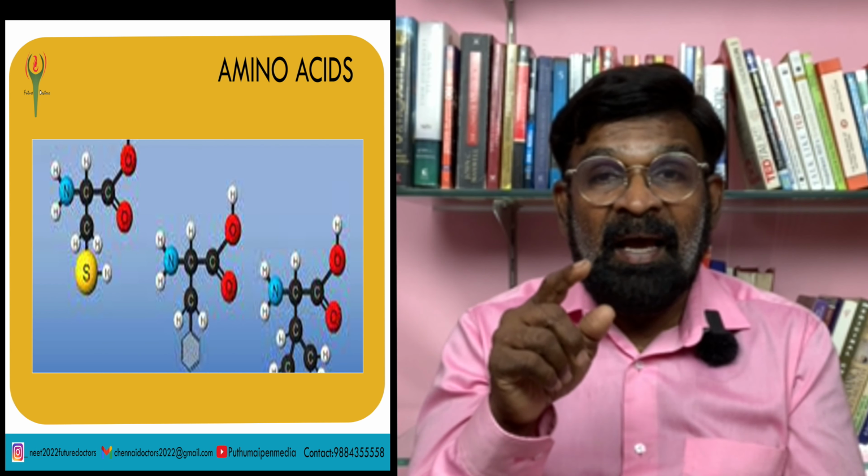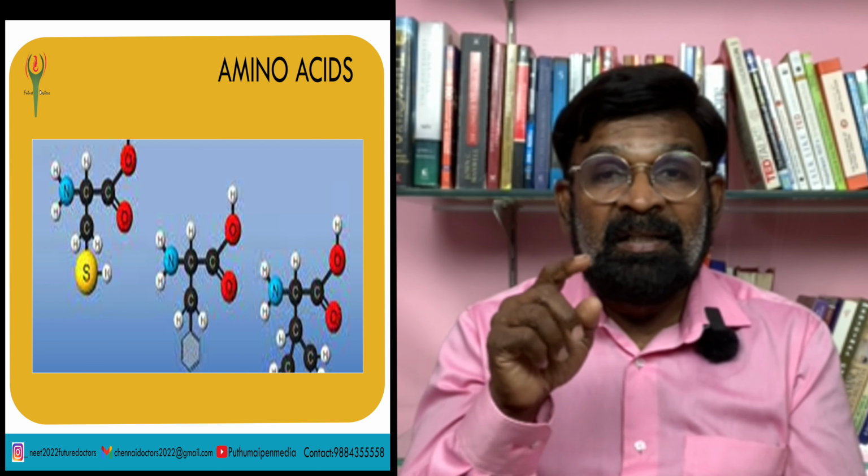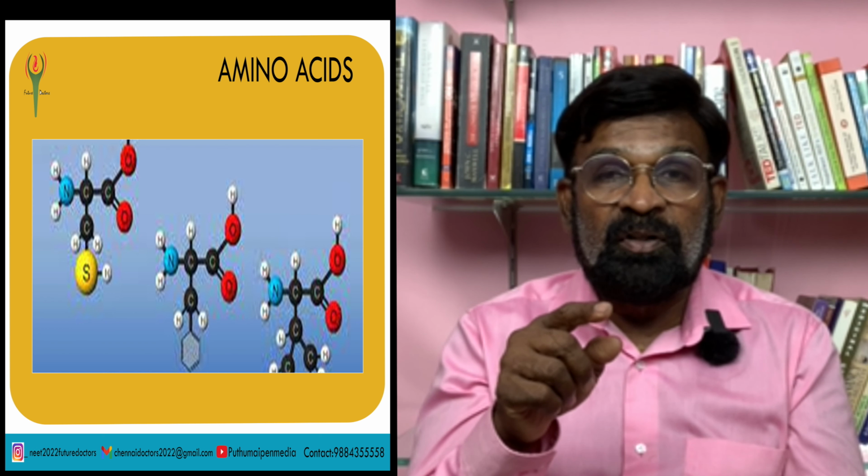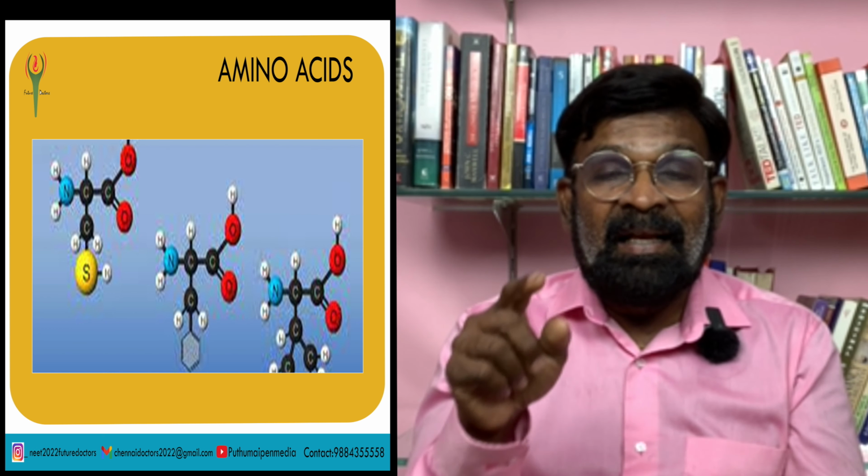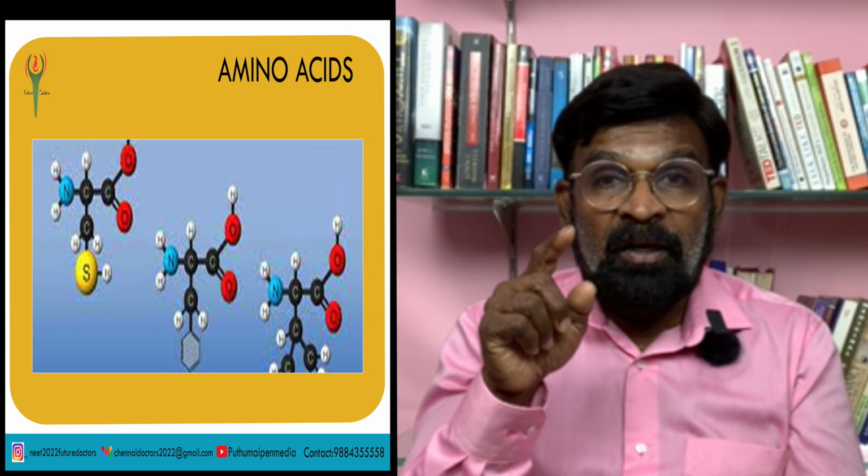Next are the aromatic amino acids. These contain an aromatic ring in their side chain. For example, phenylalanine, tyrosine and tryptophan. Okay, that finishes amino acids. Now we are moving on to lipids.